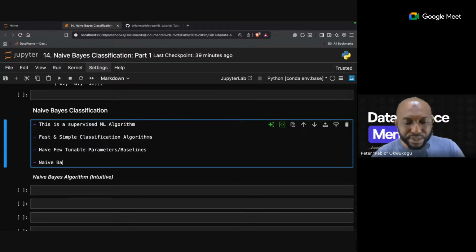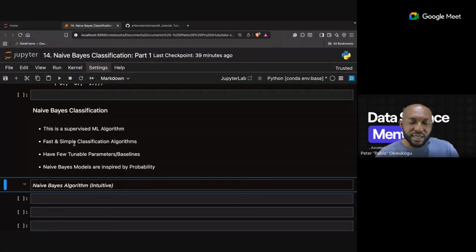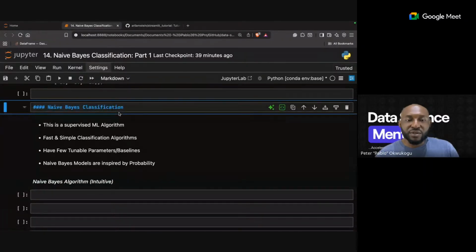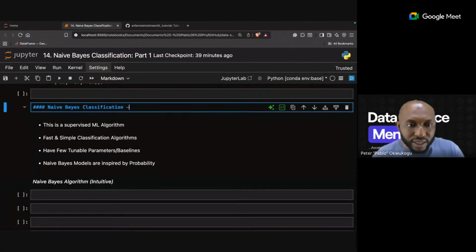Naive Bayes models are inspired by probability. So they're inspired by probability. At any point I'll come over here, and let me call this one technical. This is going to be our technical bit.